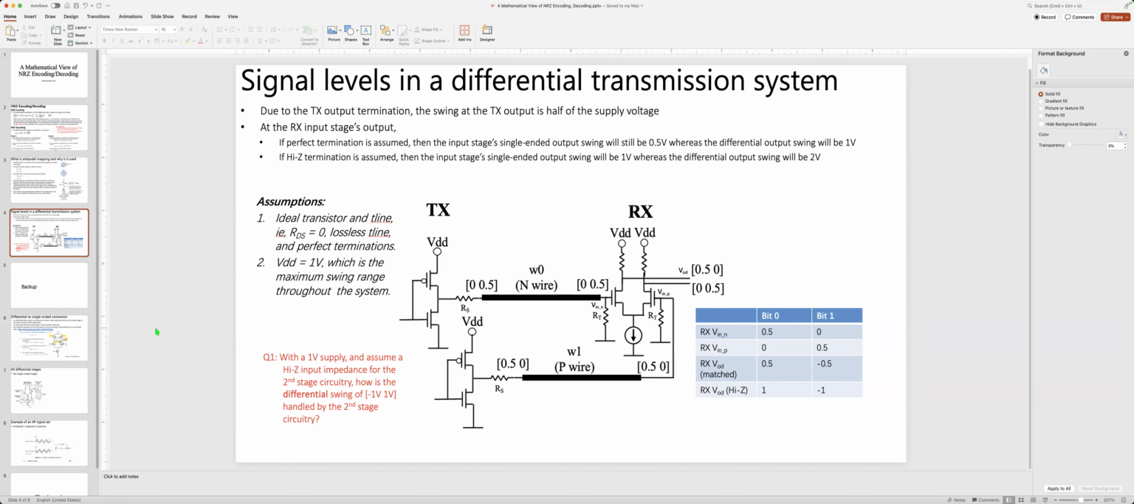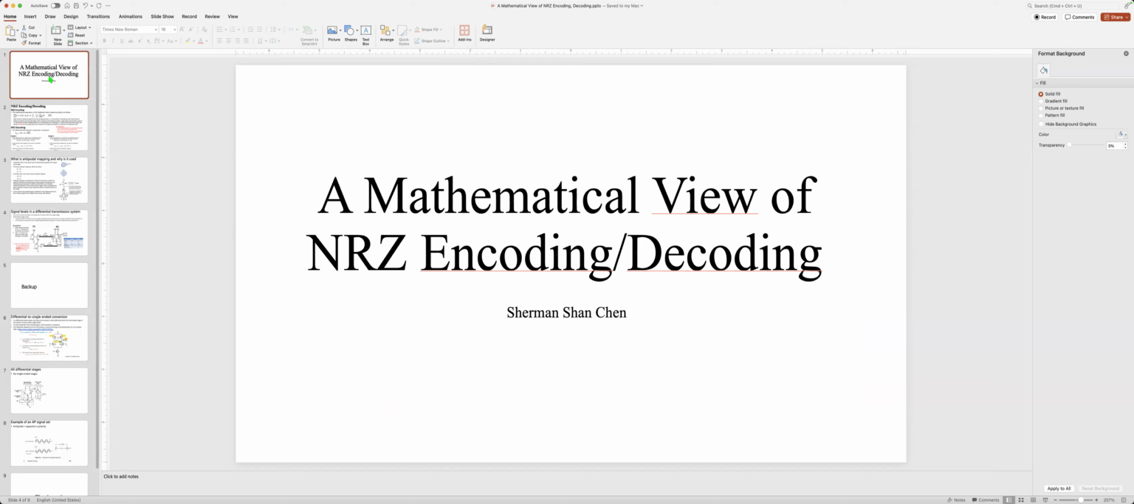Today I'm going to share a mathematical view of NRZ encoding decoding algorithm.